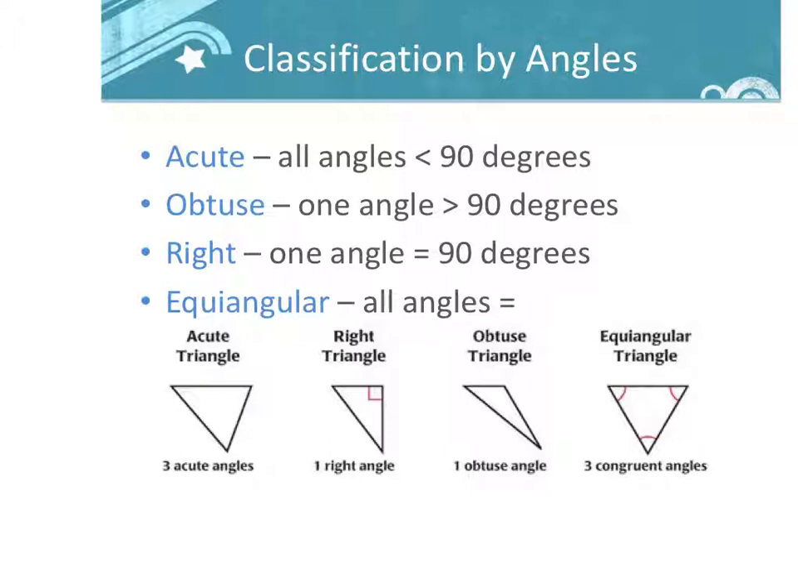When you have an obtuse triangle, that means one angle will be greater than 90. And when you have a right triangle, one angle is 90 degrees. Equiangular, that means all 3 congruent angles.